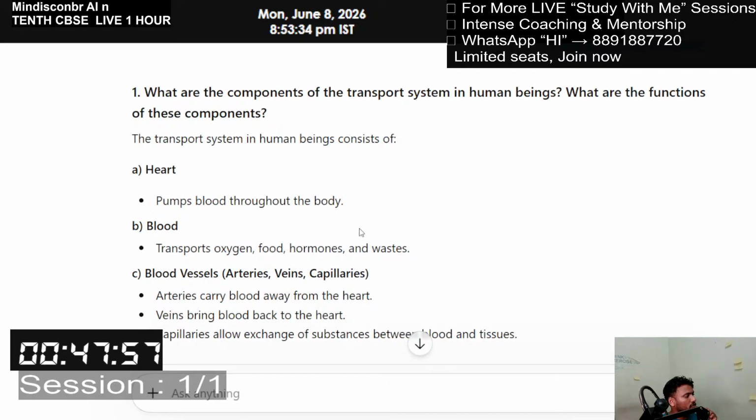Capillaries allow exchange of substances between blood and tissues, and capillaries are one cell thick. They help in the exchange of substances between blood and tissues. Then blood transport. What is the role of blood? Blood helps in the transport of oxygen, food, hormones and wastes. So what does blood transport? Blood transports oxygen, food, hormones and wastes.